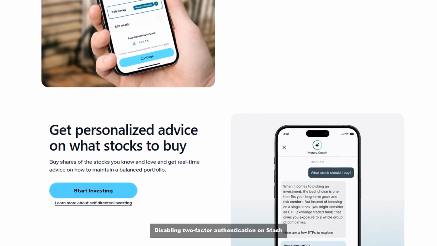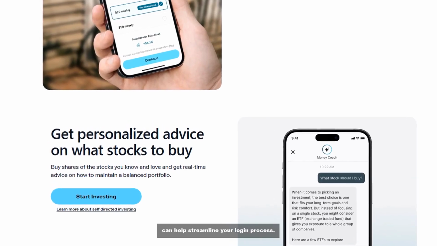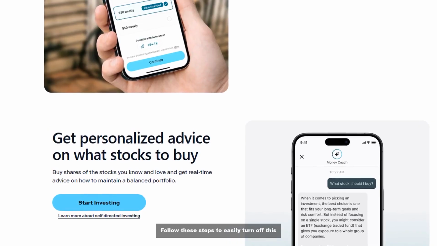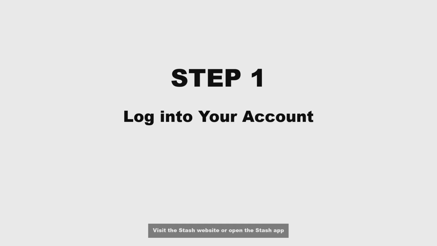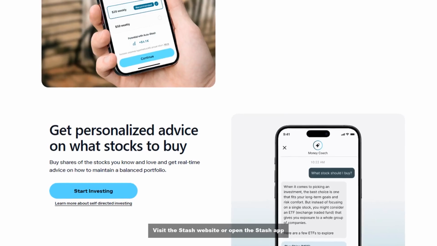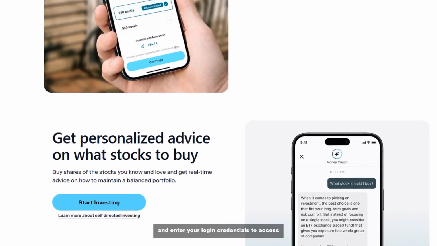Disabling two-factor authentication on Stash can help streamline your login process. Follow these steps to easily turn off this security feature. Step 1. Log into your account. Visit the Stash website or open the Stash app and enter your login credentials to access your account.